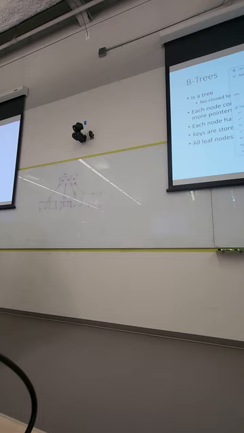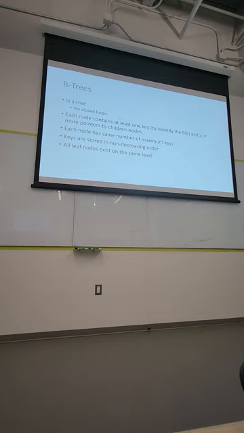So you get at least one key. Each node's going to have the same number of maximum keys. They're stored in non-decreasing order, so each one of these things is sorted. But you've only got six things. That's pretty easy to sort, right? And all the leaf nodes are on the same level. You don't have six levels here and three levels here.